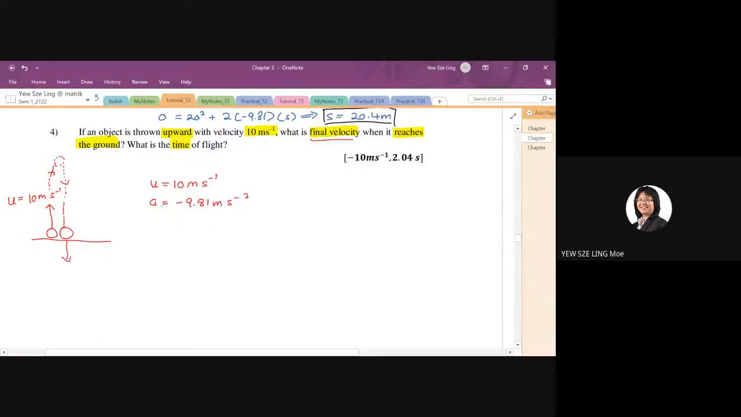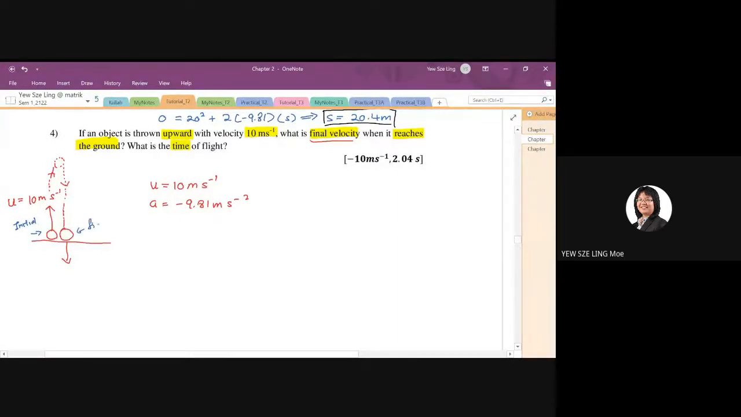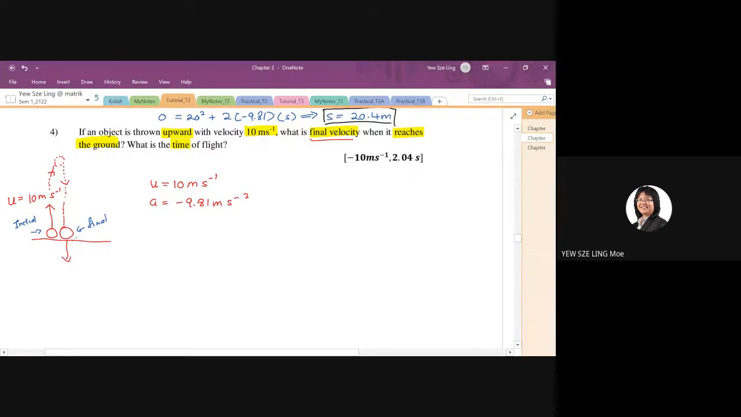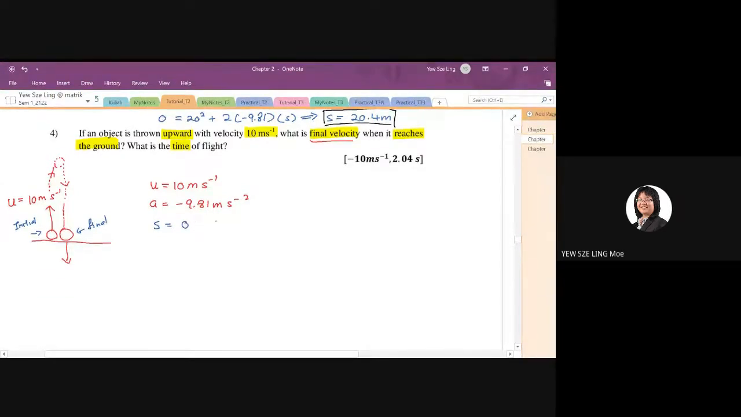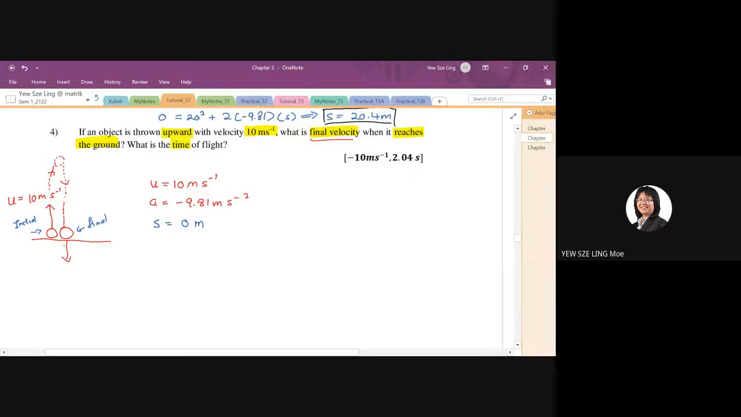Now we have only 2 pieces of information, right? We don't have enough information to apply any of the equations. Let us go back to the diagram. This is the initial position, and this is the final position. Final and initial, both of them are on the ground. They are lying on the same level. So in this case, we can conclude that the displacement between initial and final position is 0 meters, because they start and end at the same position, same height.